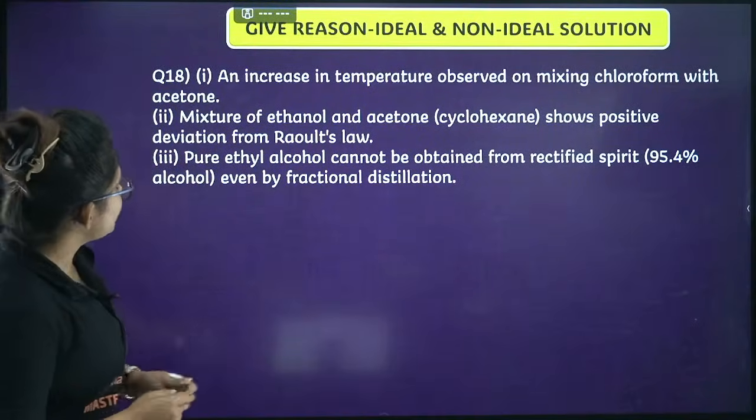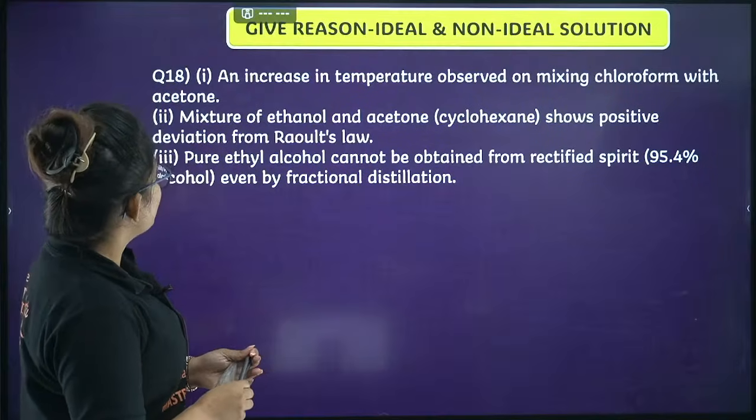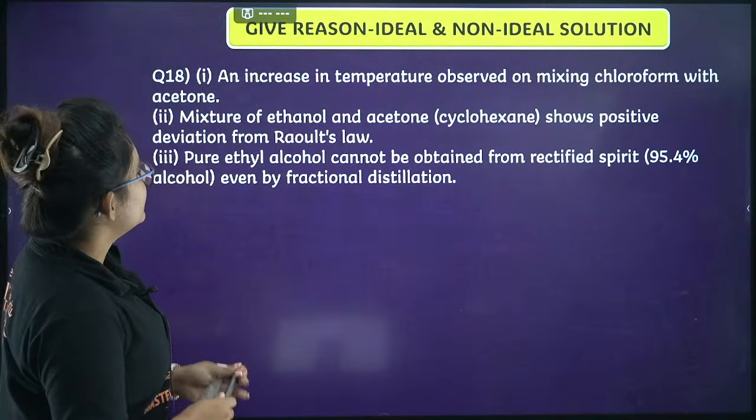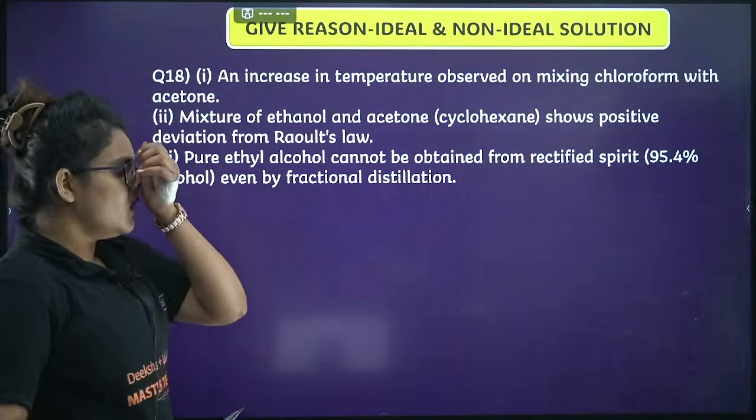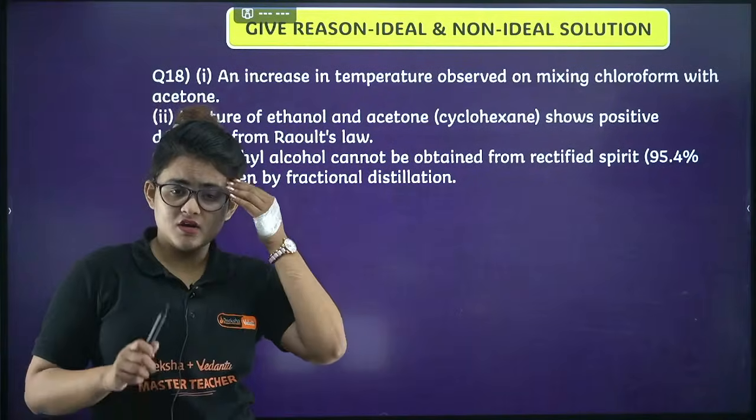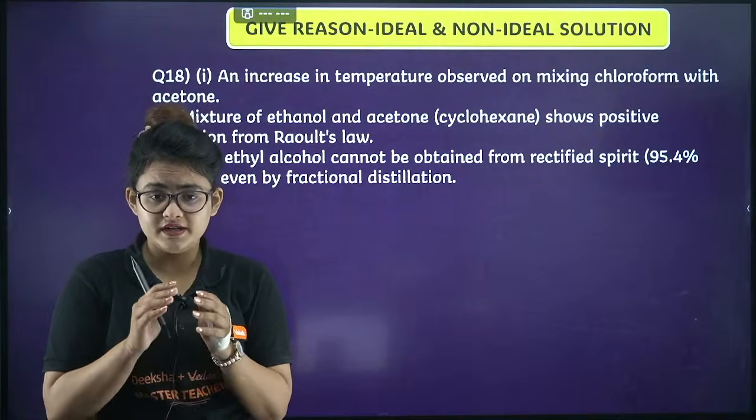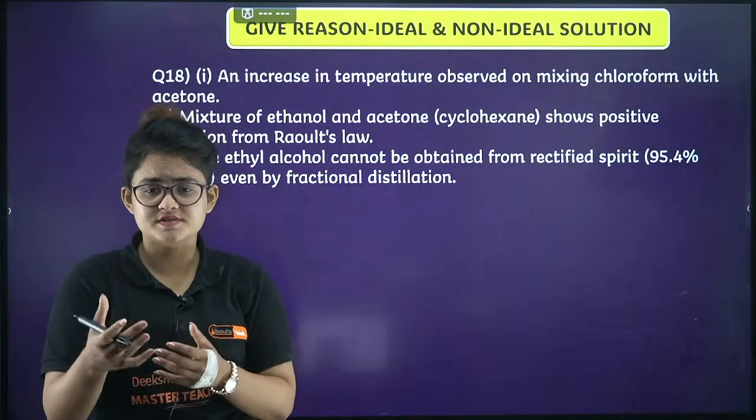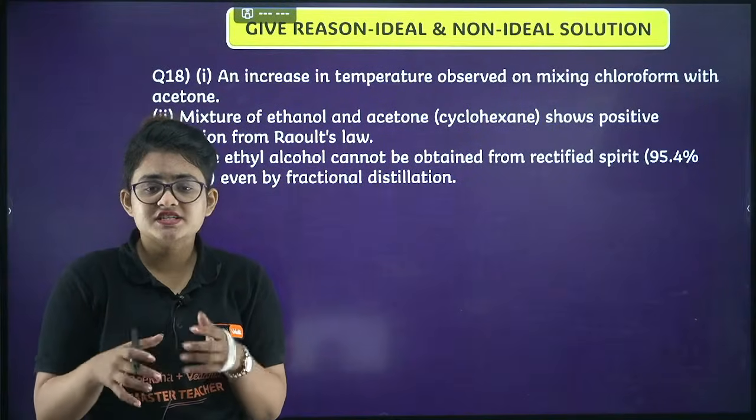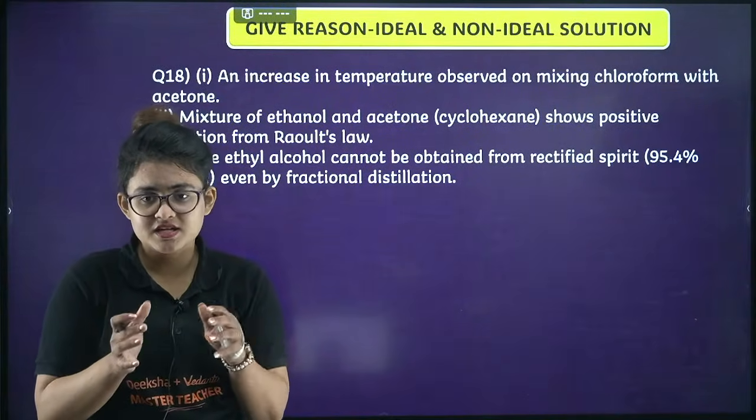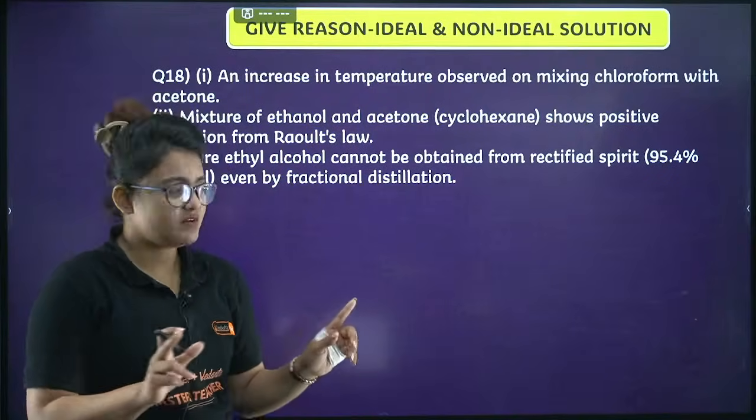Now you can see a mixture of ethanol and acetone shows positive deviation from Raoult's law. Ethanol itself has intermolecular hydrogen bonding, and acetone has dipole-dipole interaction. So the individual interactions are stronger than the AB interaction. That's the reason it shows positive deviation.